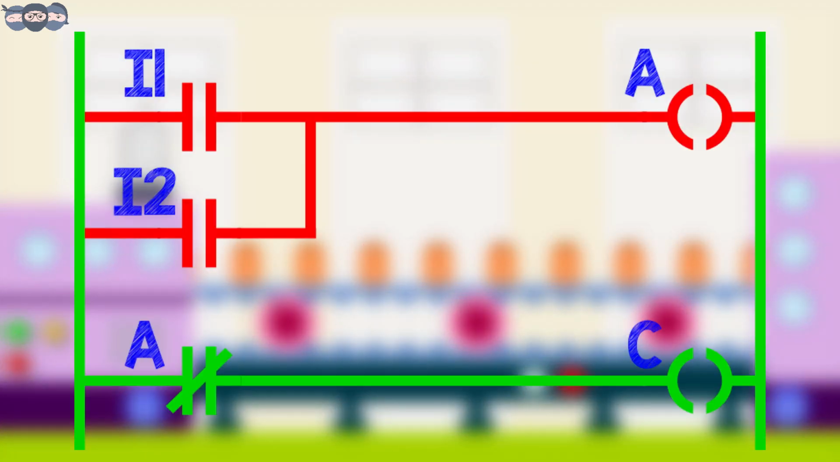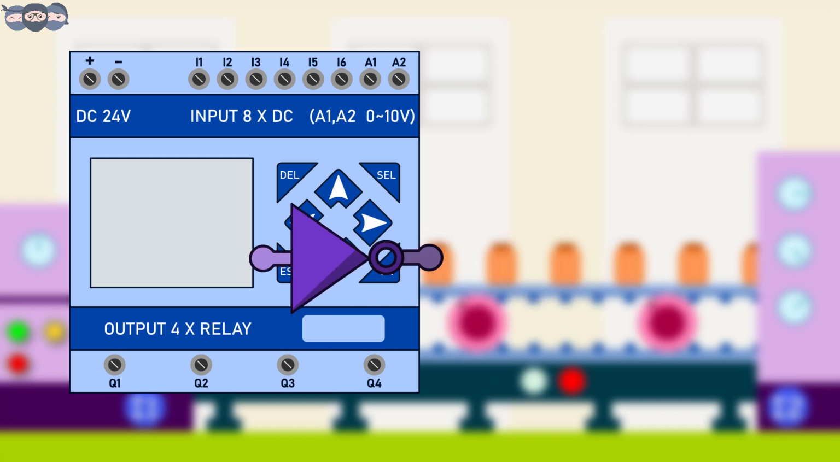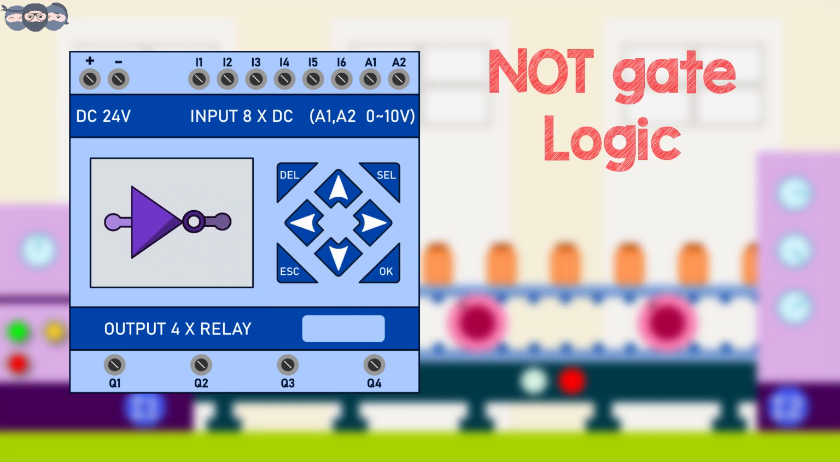In this manner, we have implemented and solved the second part of the question and also learned how to implement NOT Boolean logic in PLC.